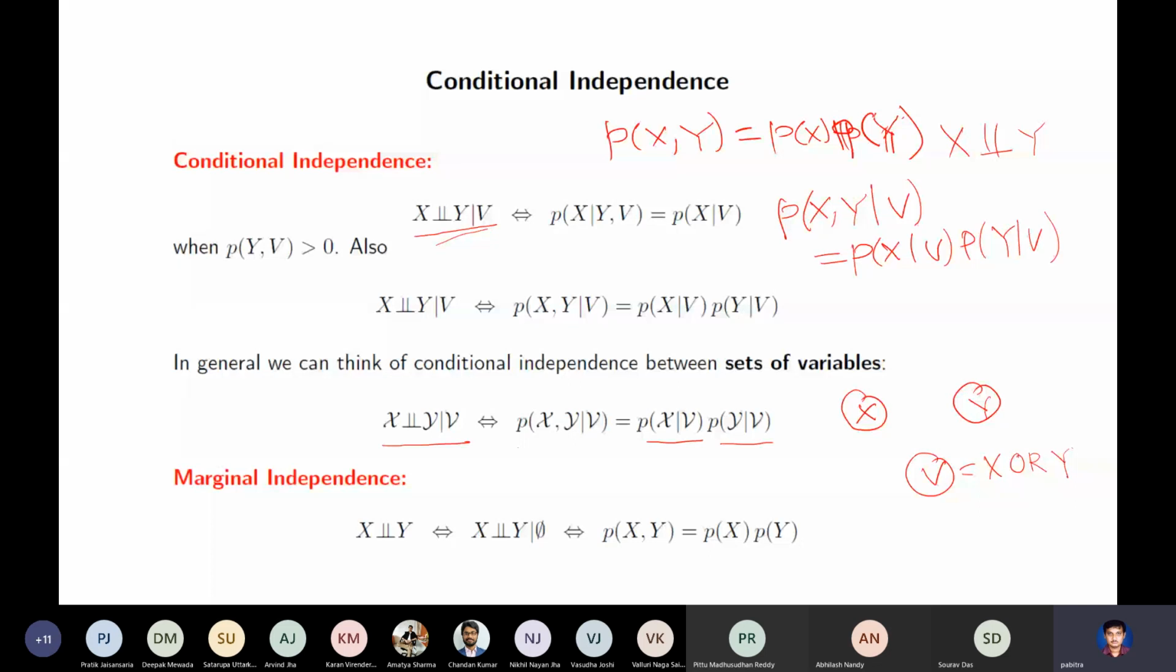So if x and y are independent given v, that means in general, y gives you some information about x. They are not independent. Why? If they were independent, y would give no information about x. So y gives some information about x, but v supersedes that, in the sense that once you have observed v, you have all the information about x that y could have given. Y doesn't give any additional information.